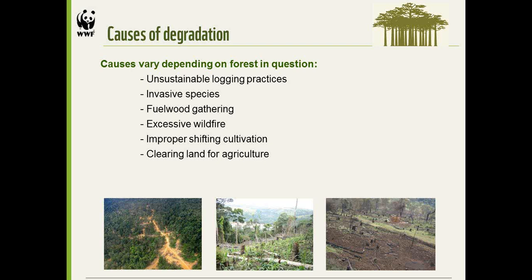They can also be degraded by excessive wildfire. So this is beyond the normal range of wildfire. Improper shifting cultivation, for example, is another land management tool that may result in forest degradation. And of course, clearing land for agriculture clearly degrades forests.